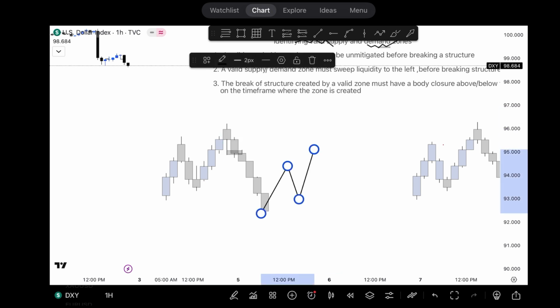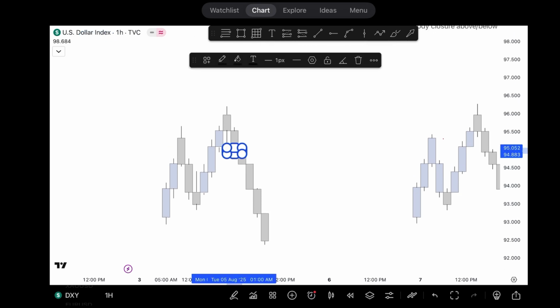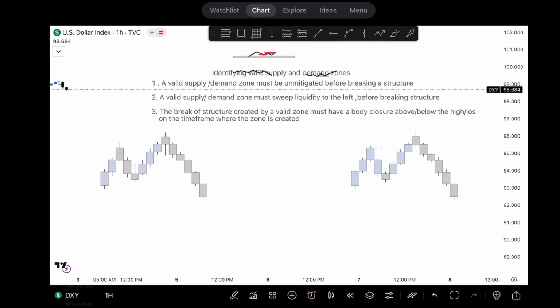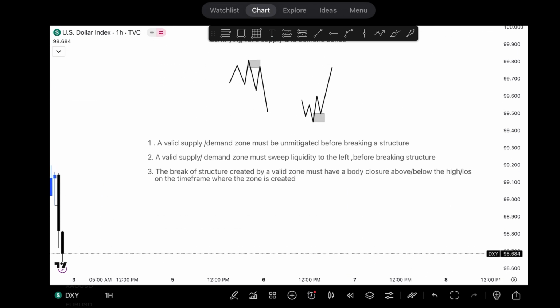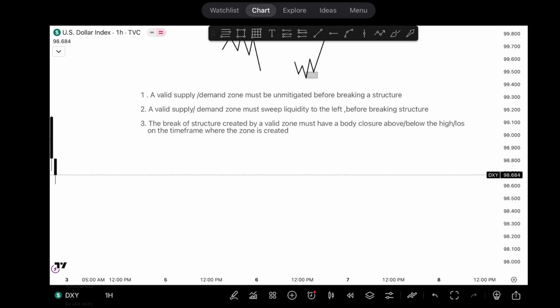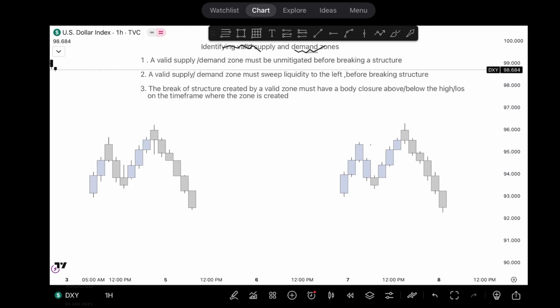And one other thing I want us to realize is that, if you want to look for sales, I'm sorry I did not remember to add that to the rules. If you are looking for sales, make sure a valid demand is broken. If you are looking for buys, make sure a valid supply is broken.